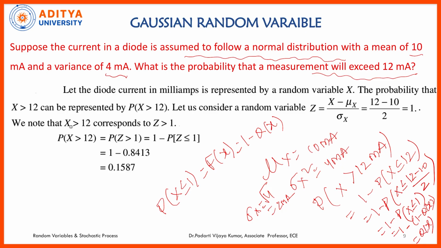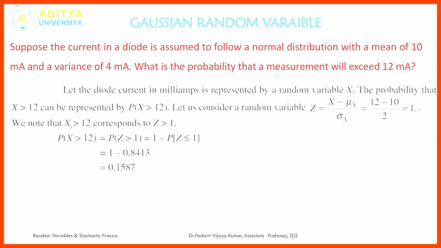So Q of 1 is approximately 0.1587. So there is a 15.9% chance for the current to exceed 12 milliampere for a given normal distribution. This is how we can apply the concept of the Q function.